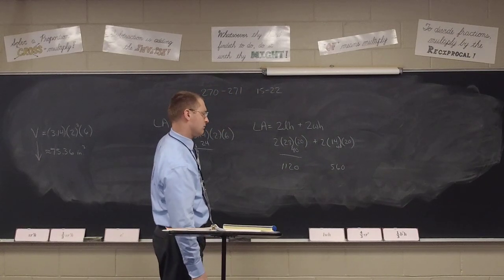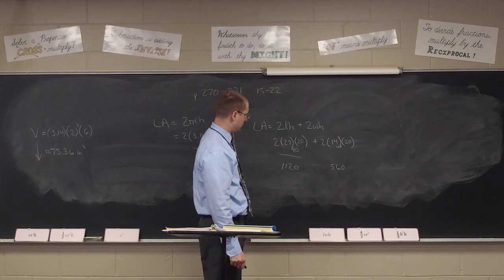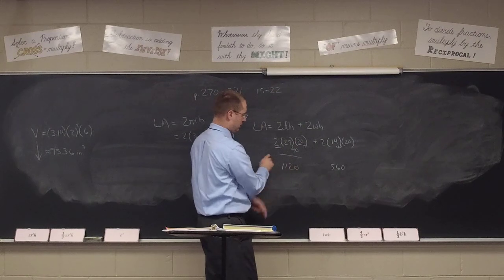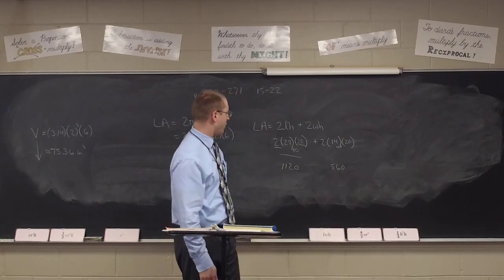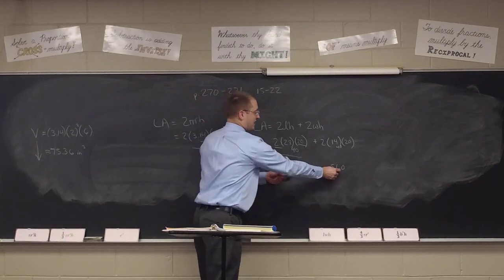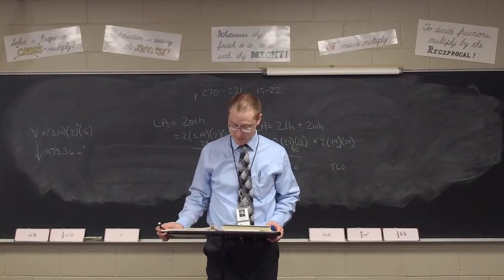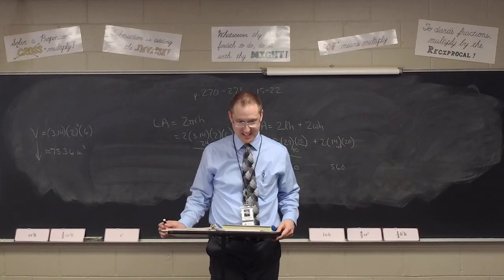Is that right? 560? 2 times 28 is... Well, I did 2 times 20 is 40. 1,120 plus 560. 1 plus 5 is 6. There's nothing to carry there. 1,680. Square inches should have been our answer there. Man, I'm struggling again today. 1,680 square inches. All right.